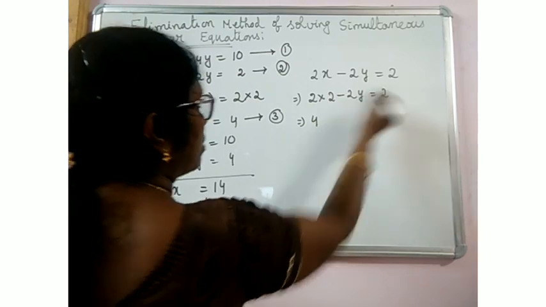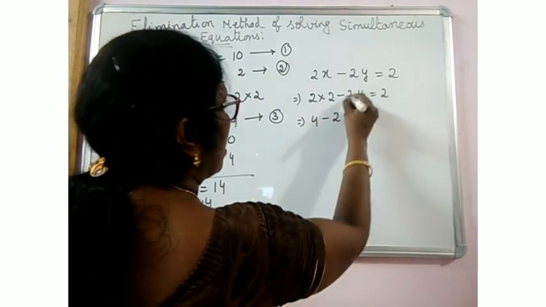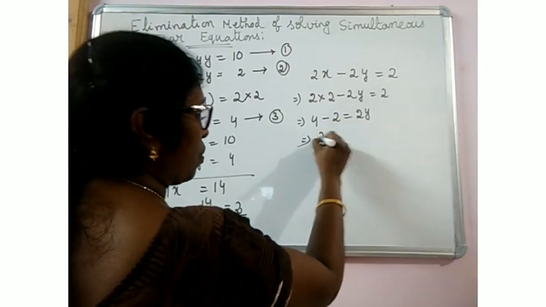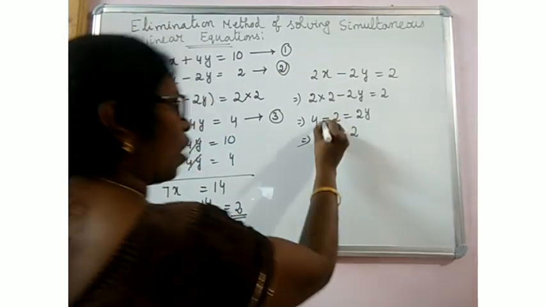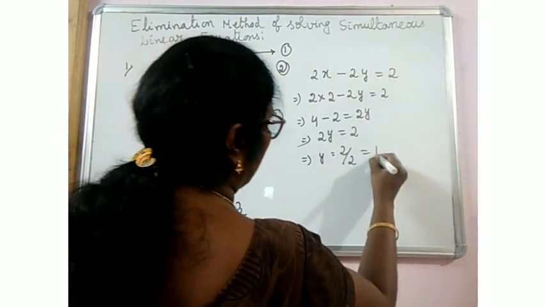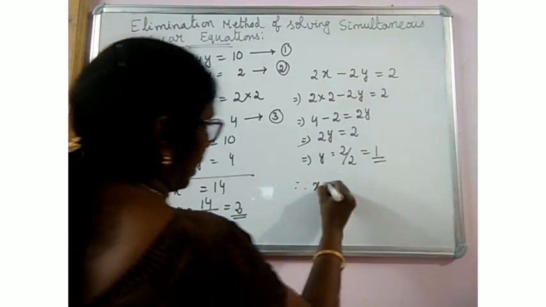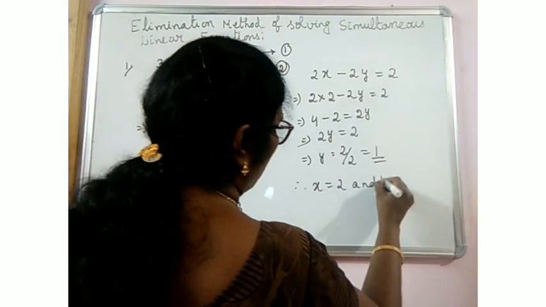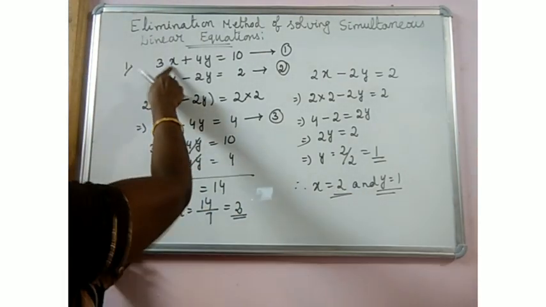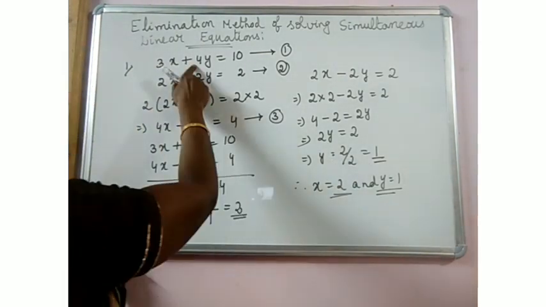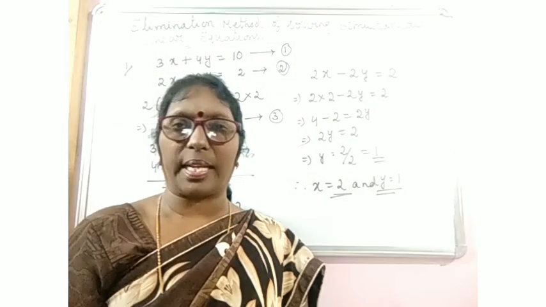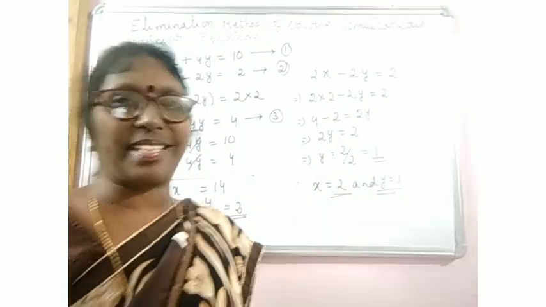2 into 2 is 4, so 4 - 2y = 2. When the 4 goes to the other side, 4 - 2 is 2. That means 2y = 2, or y = 2/2, that is 1. Therefore, x = 2 and y = 1. See, x value 2, 2 3s are 6. Y value 1, 4 1s are 4, 6 + 4 is 10. Yes. You can check at last, after getting the answer, whether your answer is correct or not.